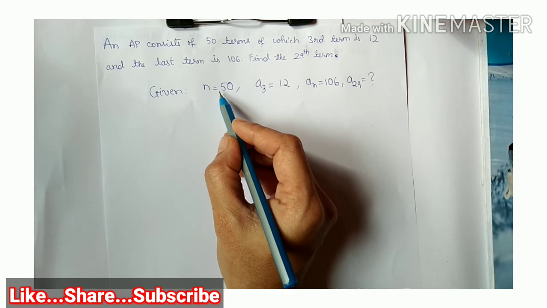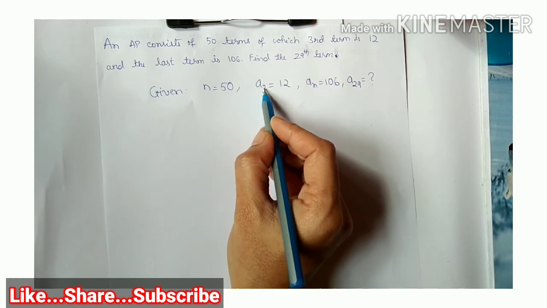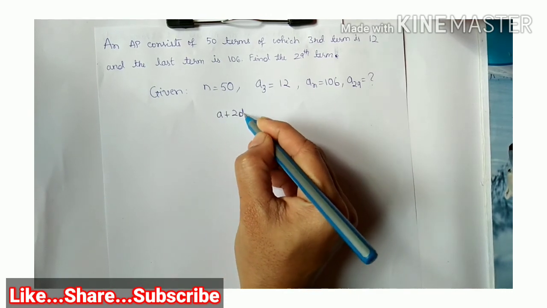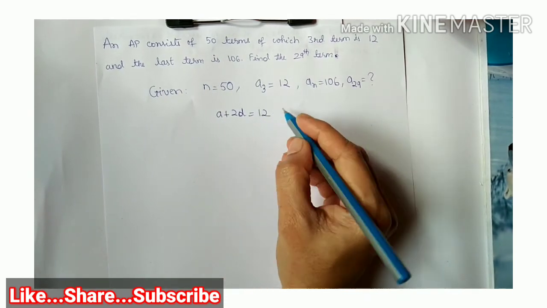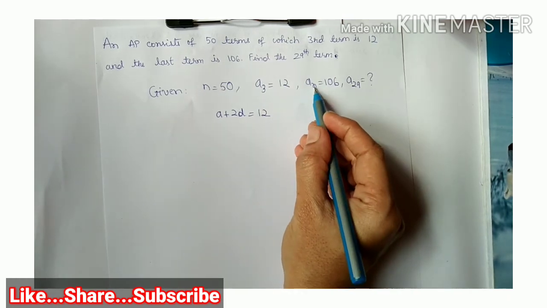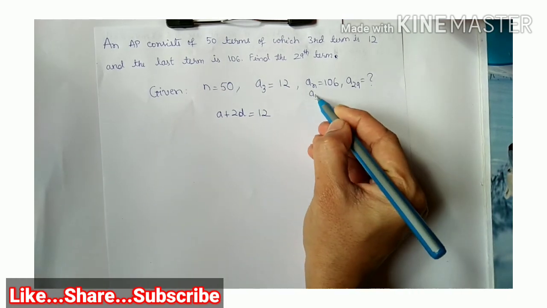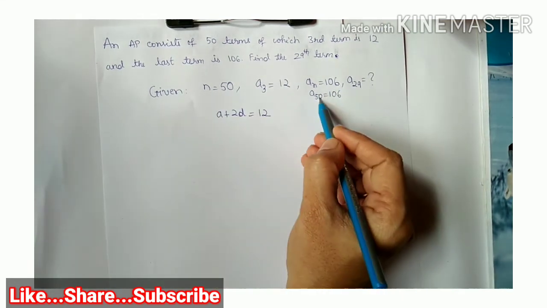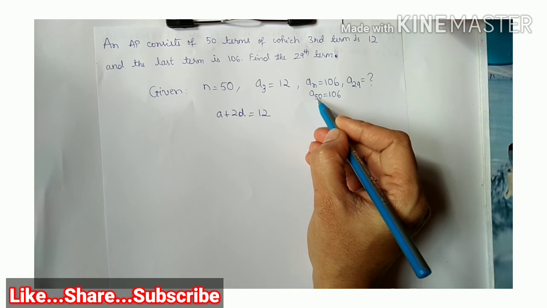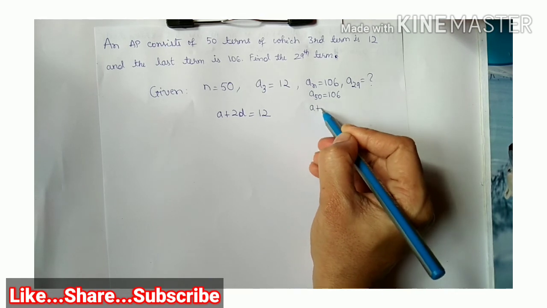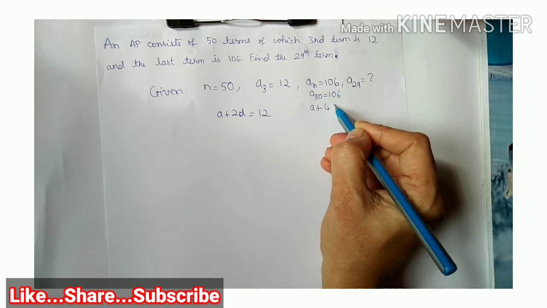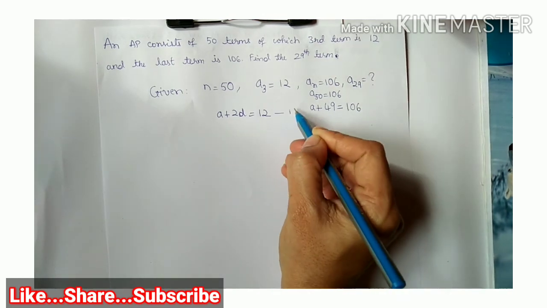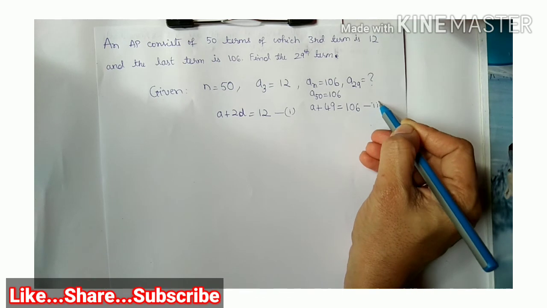Therefore a3 is equal to a plus 3 minus 1 into d, which is 12. Here a50 is equal to 106, n means 50. a50 can be written as a plus 49d, 50 minus 1, 49, so a plus 49d is 106. Equation 1, equation 2.